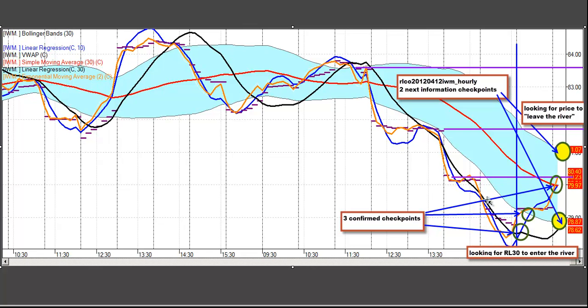And now on the fast regression line, again, we have the crossover. The next thing I'm looking to see is for the 30-period regression line to enter the river somewhere around 78.87.